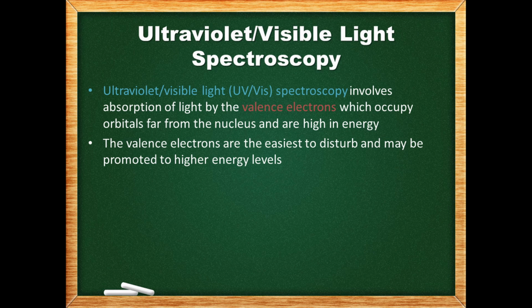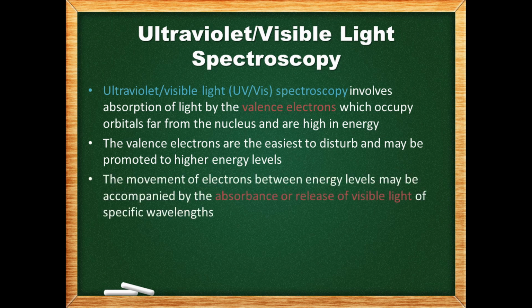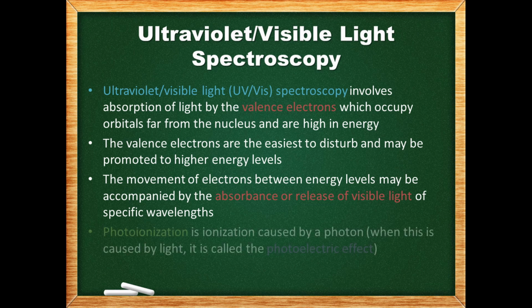Transition metal ions may experience movement of electrons between d orbitals of different energy levels. Such movement may be accompanied by the absorbance or release of visible light of specific wavelengths, which is why compounds containing transition metal ions with partially filled d orbitals produce color. Ultimately, the main idea here is that energy in this region of the electromagnetic spectrum can promote valence electrons. Sometimes a valence electron may be completely removed, resulting in the creation of an ion. This process is called photoionization. Such an ionization caused by light is also called the photoelectric effect.